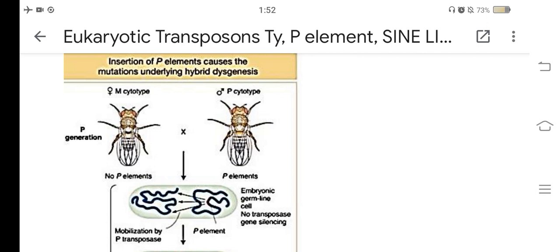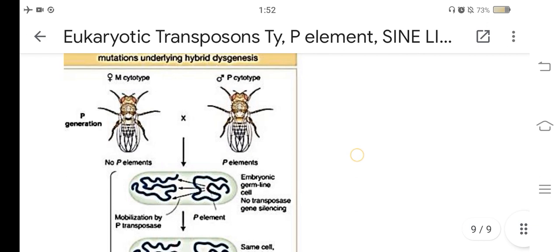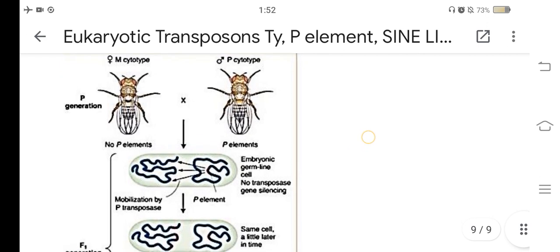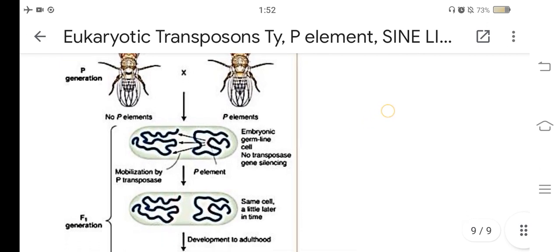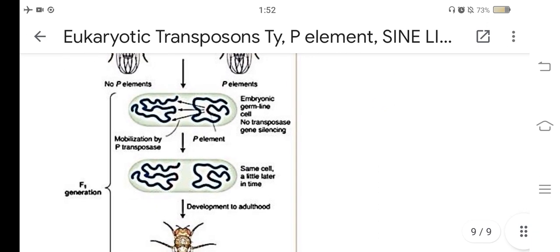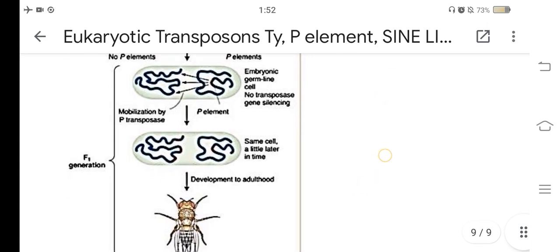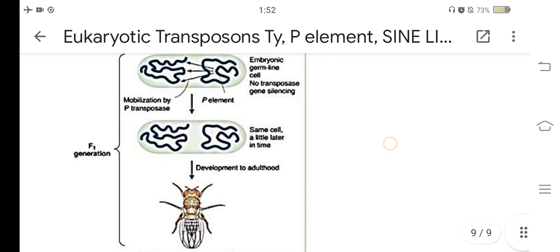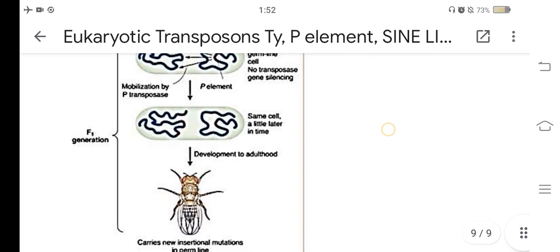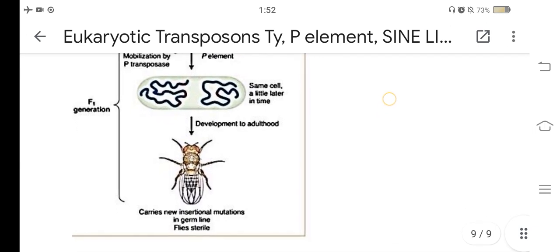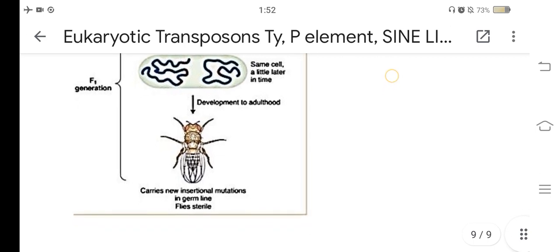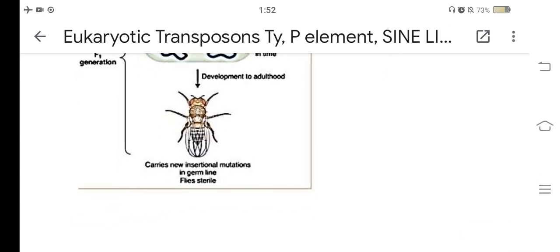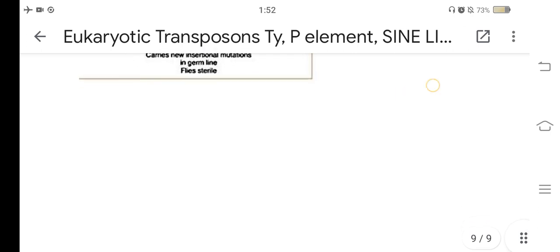M cytotype shown, then P cytotype shown. P generation, no P elements. Embryonic germline cell, no transposase gene silencing, mobilization by P transposase, P element. The same cell a little later in time. F1 generation, development to adulthood, then carries new insertional mutations in the germline, and flies are sterile.